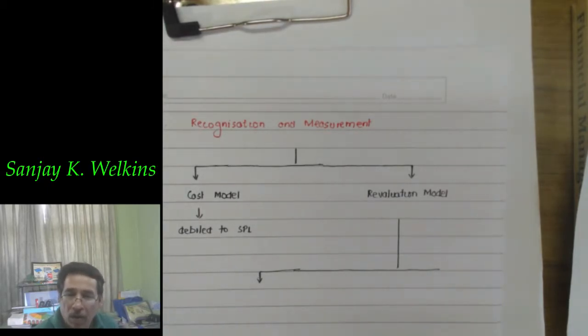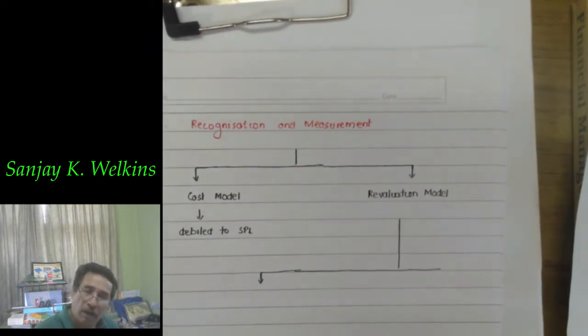As you know, we keep on reviewing our assets also. There might be upvaluation or devaluation, isn't it? So if we are following the revaluation model, in case of upvaluation, we generally write the entry: relevant PPE account debit to asset revaluation reserve account.